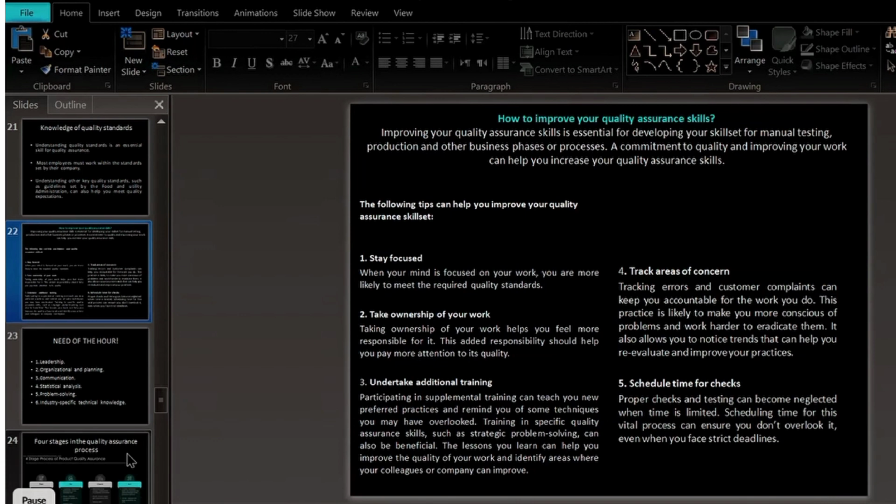Taking ownership of your work helps you feel more responsible for it. This added responsibility should help you pay more attention to its quality. Number 3, undertake additional training.